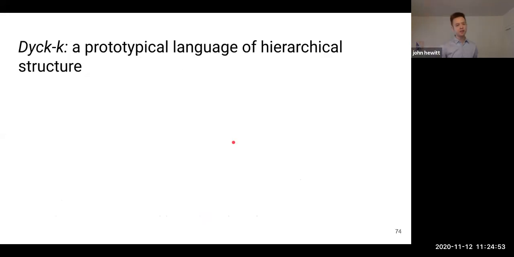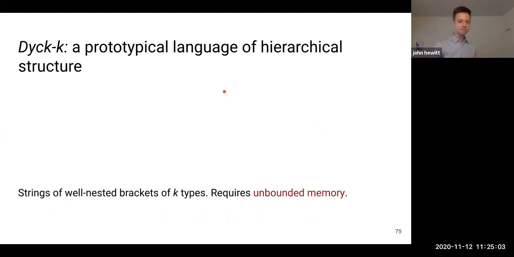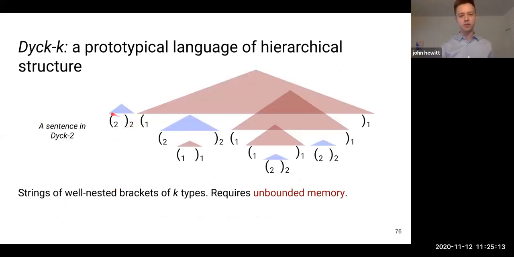We'll start with a language that is a frequent object of study when trying to understand whether a model, a function family, can handle syntax, and that's Dyck-K. Simply put, Dyck-K is all strings of well-nested brackets of K types. Here's an example where I've shown the hierarchical dependencies. You've got two types of brackets in this case, bracket type 1 and bracket type 2.